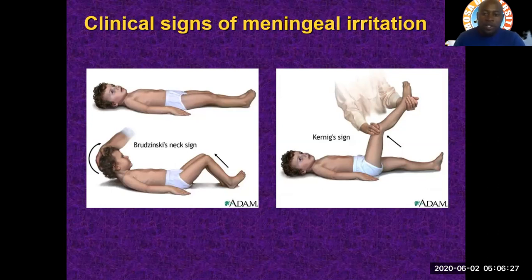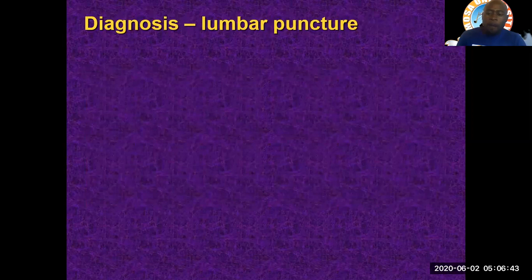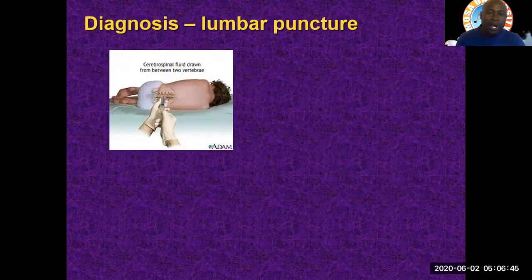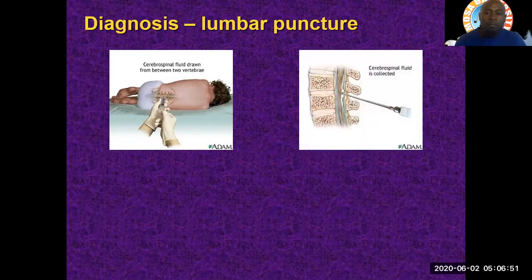Also, if you do the Kernig sign, this is where you tilt the leg of this neonate. As you tilt it, sometimes this baby will do what? They tend to feel pain, or sometimes they will raise their head. But above all, for you to make a diagnosis of meningitis, we do what we call the lumbar puncture. During lumbar puncture, what we're interested in is getting the cerebrospinal fluid in between two vertebrae of the spinal cord.